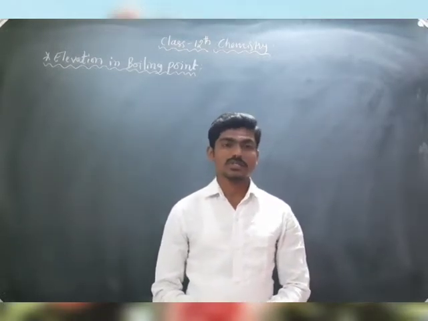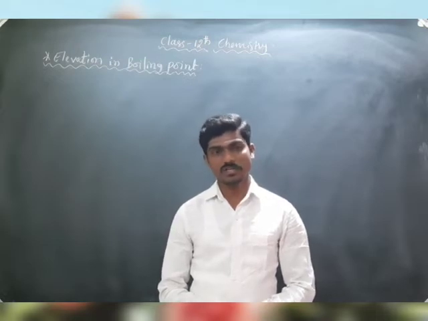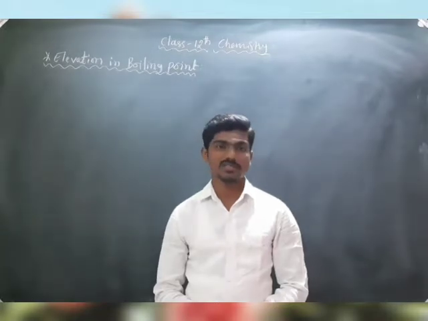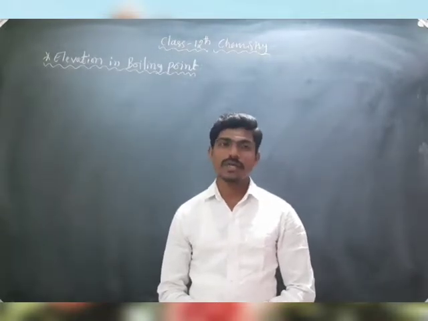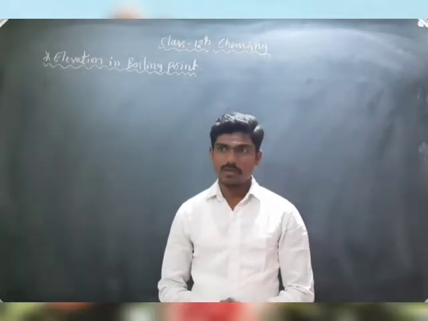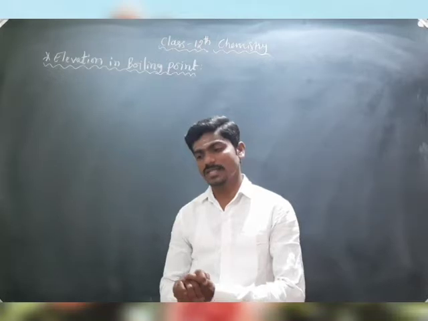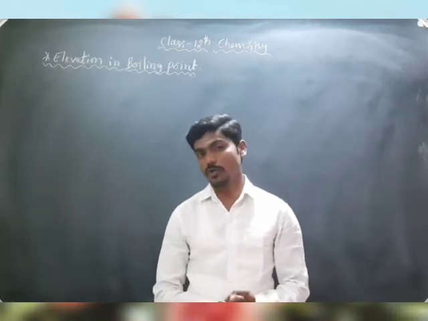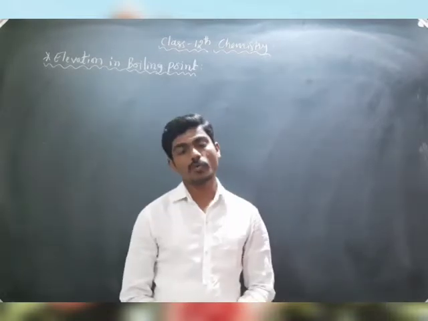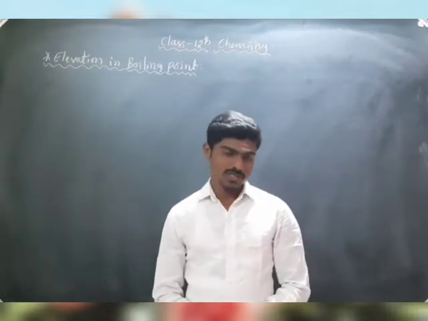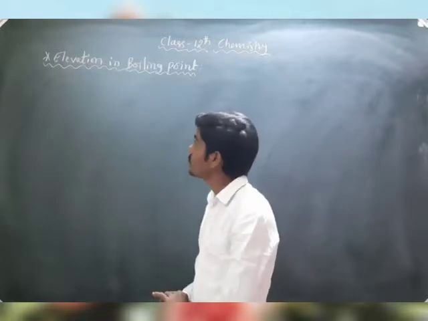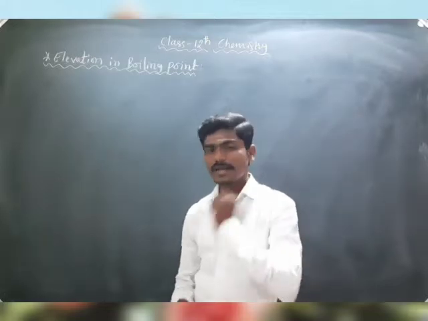In the last class, we discussed some of the numericals on the first colligative property, that is, relative lowering in vapor pressure, right? So in this session, we are going to discuss the second colligative property, that is, elevation in boiling point.